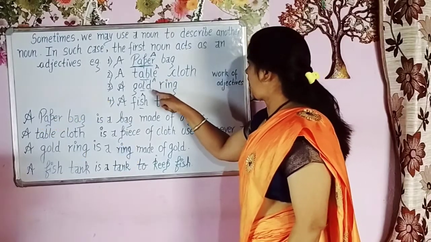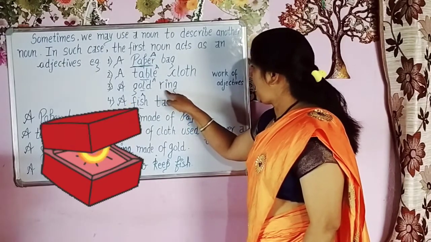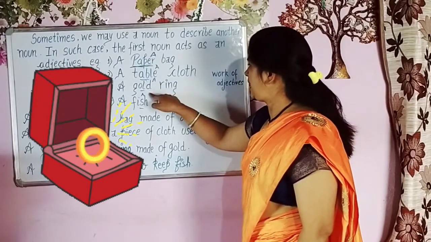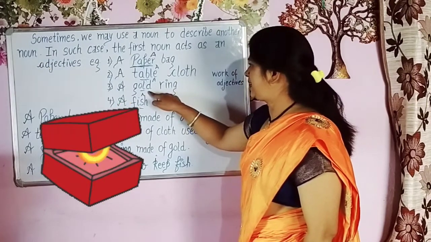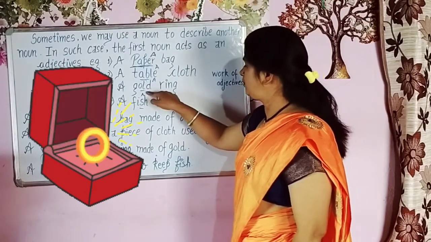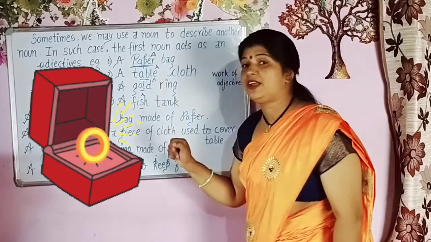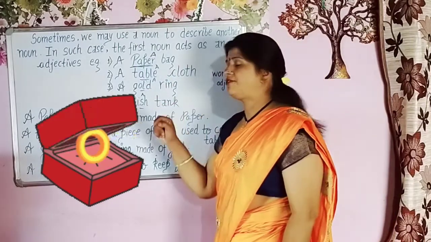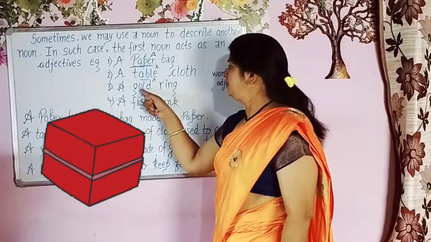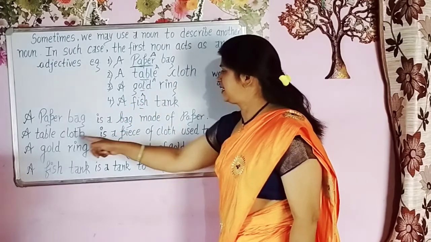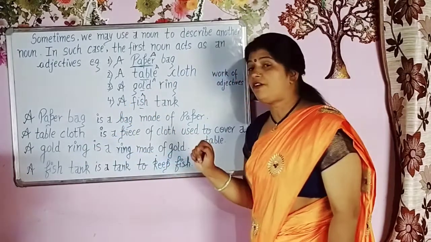So here the term gold, it works as an adjective. यहाँ ये ring की विशेषता बता रहा है कि ring कैसी है? Gold है की है. So here the term gold, although it is noun, but it is working as an adjective. ये किसका काम कर रही है? Adjective का काम कर रही है. So here this gold is an adjective. A gold ring is a ring made of gold.